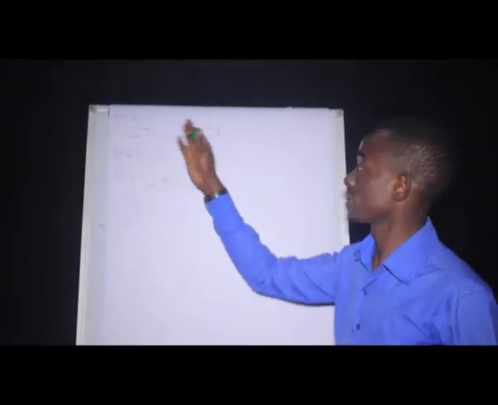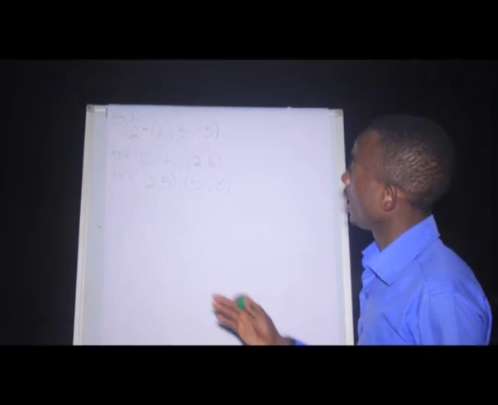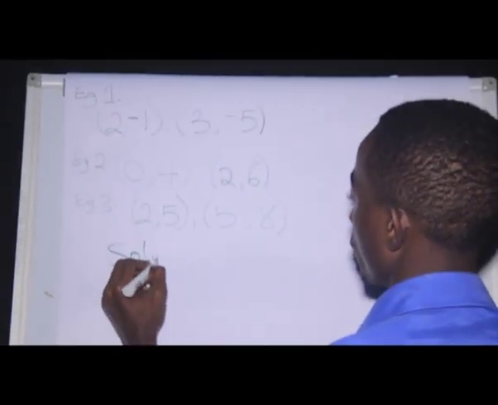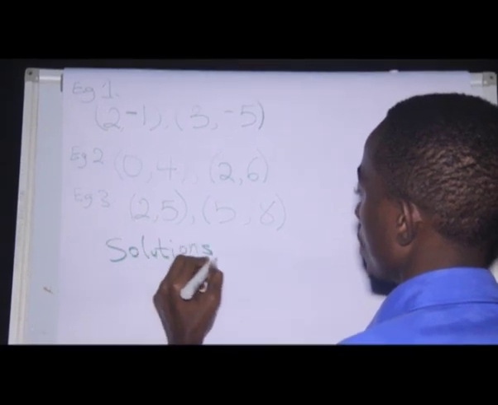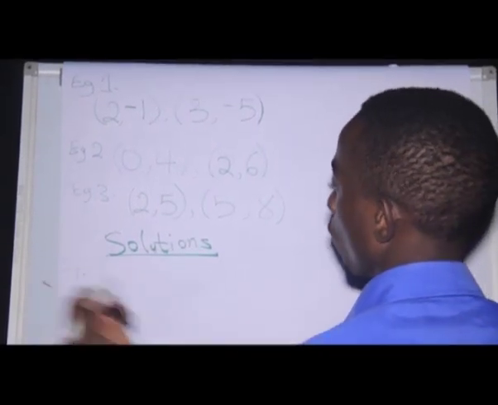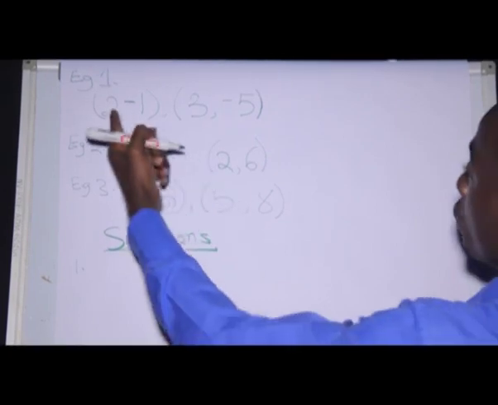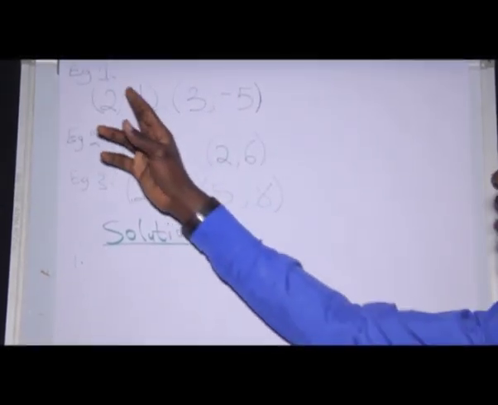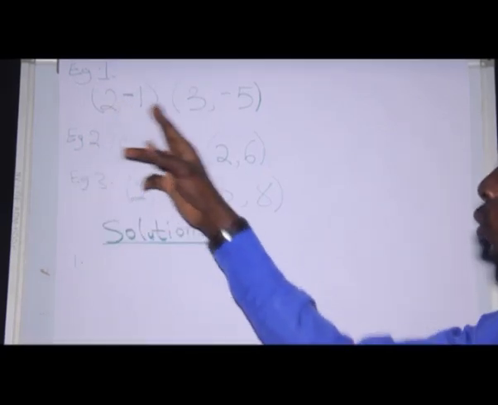Okay, so I'm required to determine the equation of the lines that join these various points. I start with my example number 1 here. So the solutions. Starting with 1, I have my points 2, -1 and 3, -5. Now in this case I realize that the x's are different because I have 2 and 3.